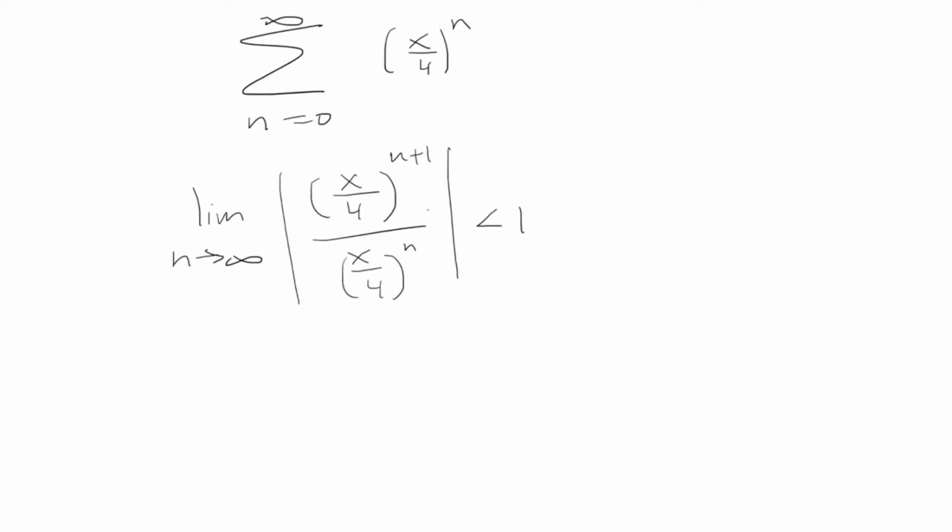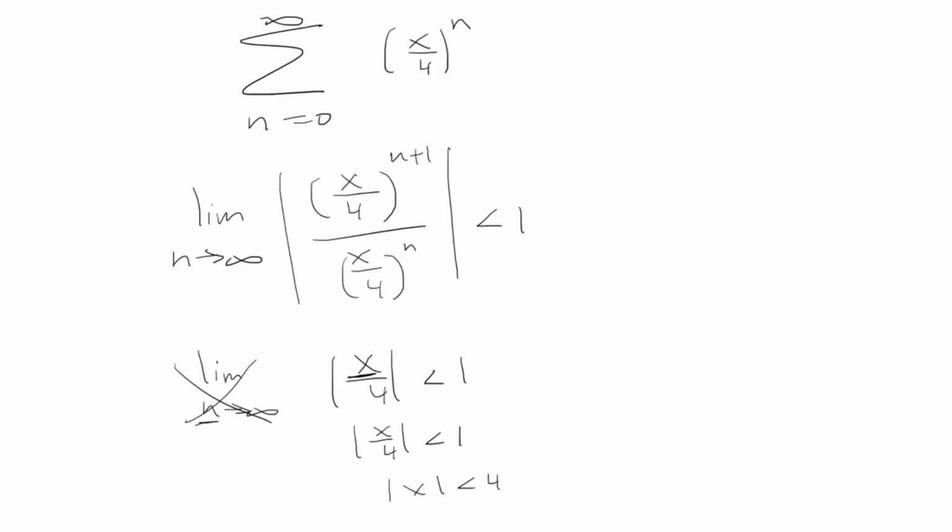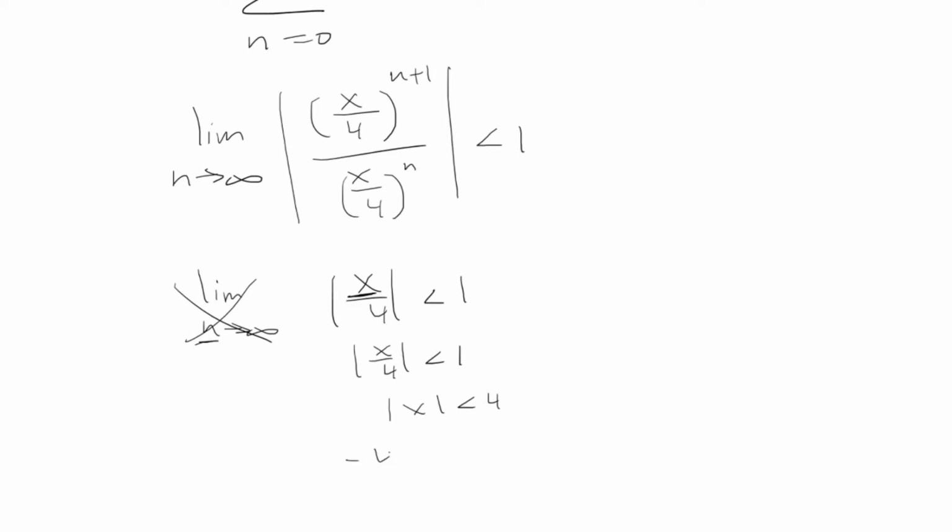Here the only difference is a factor of x over 4. So we'll have the limit as n approaches infinity of the absolute value of x over 4, and we want that to be less than 1. But notice that x over 4 does not depend on n, so we can remove the limit and have absolute value of x over 4 less than 1. That means the absolute value of x is less than 4. So x has to be between -4 and 4.